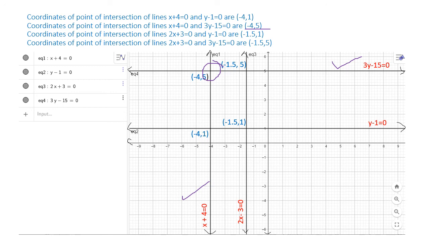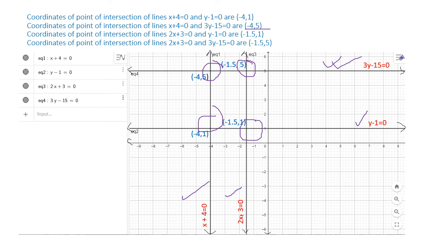Then the next one: coordinates of the point of intersection of line 2x plus 3 and y minus 1. So these two lines are intersecting at -1.5 comma 1. And lastly, you have 2x plus 3, this line, and the fourth one will be 2x plus 3 and 3y minus 15. So it is intersecting at the point -1.5 comma 5. So likewise, we have written the points of intersection of all these 4 points.